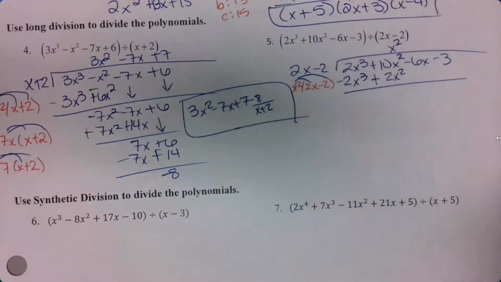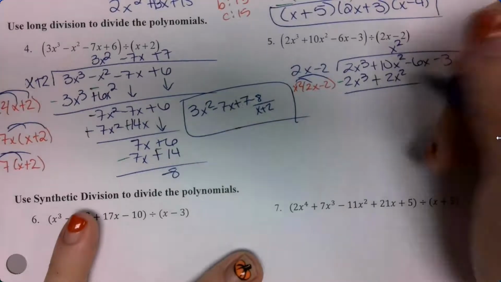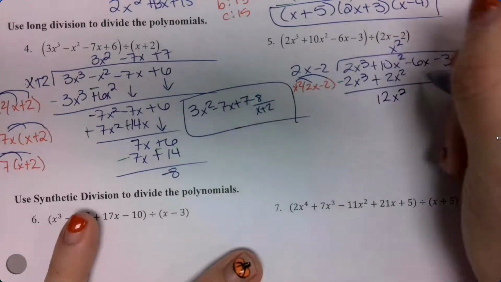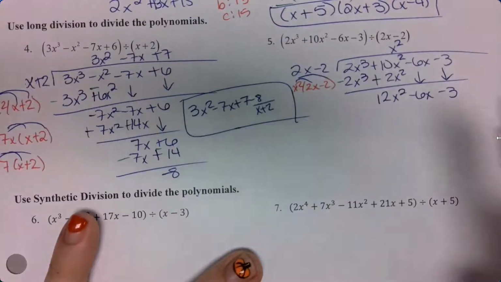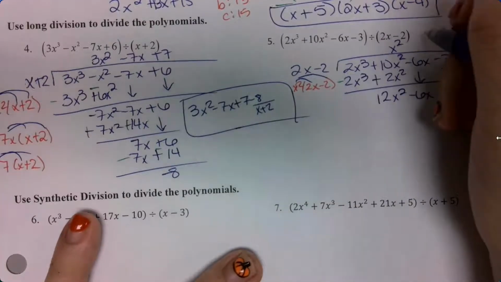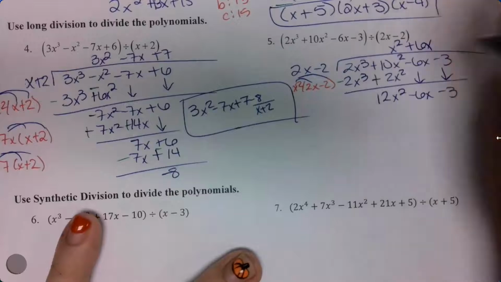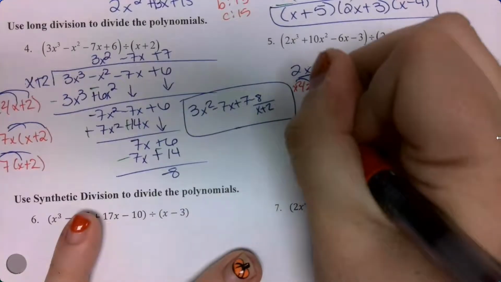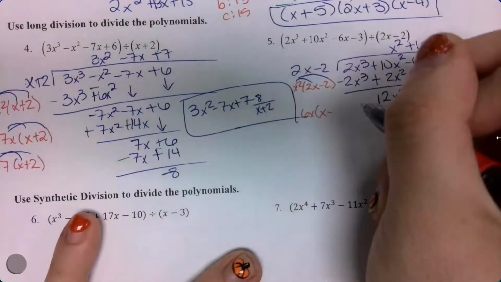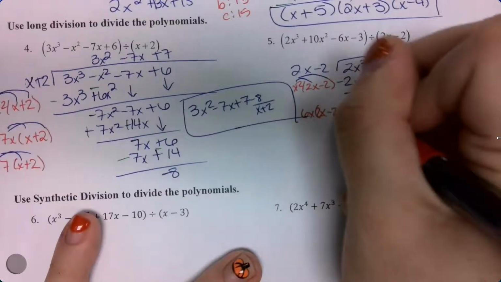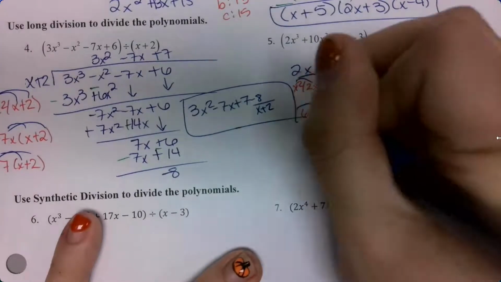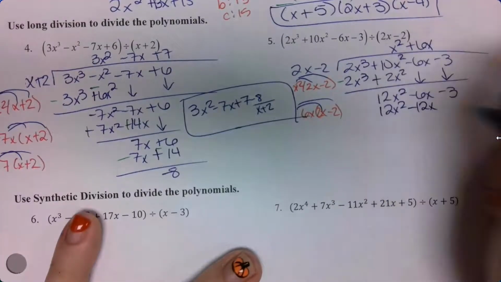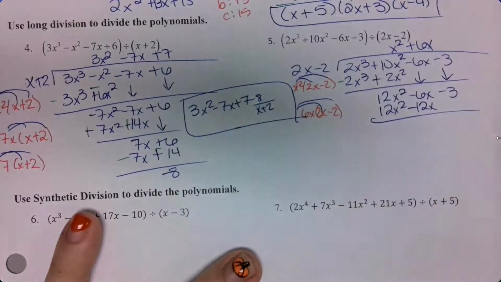2x cubed minus 2x cubed is 0. 10 plus 2 is 12x squared. Everything else goes down. Then I want to turn 2x into 12x squared, so I'm going to multiply by 6x. So 6x times 2x is 12x squared. 6x times negative 2 is negative 12x. Then I'm going to go ahead and change my signs.